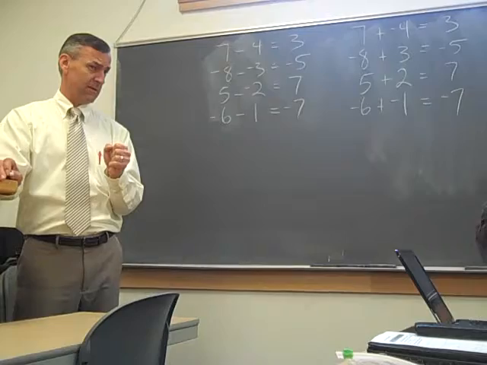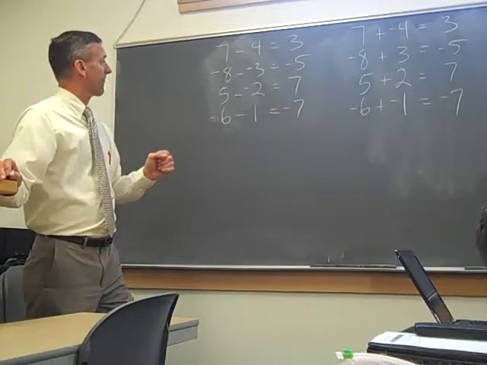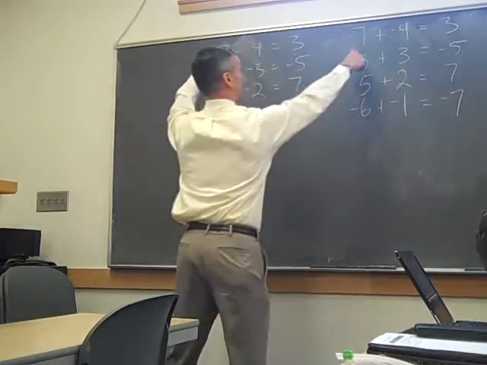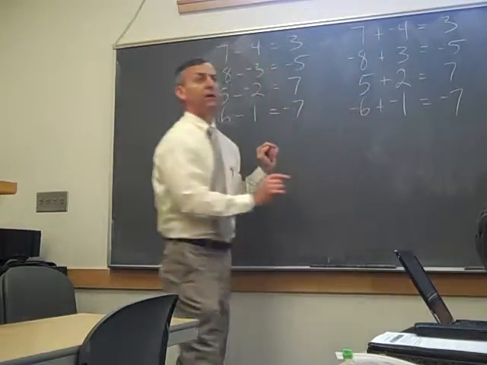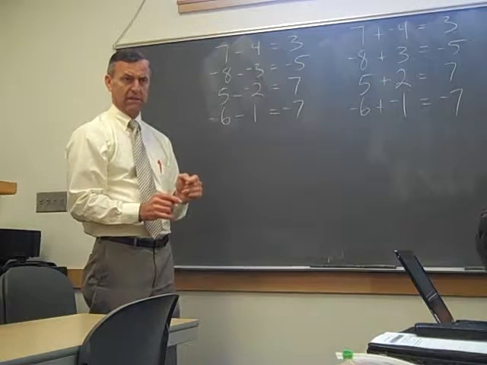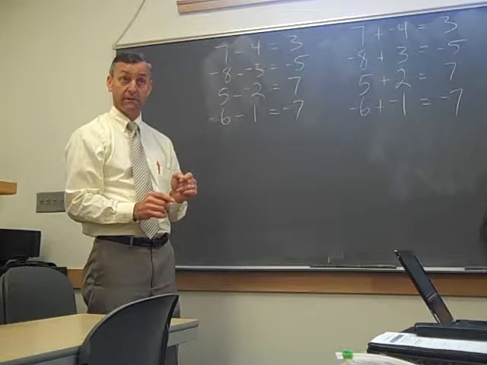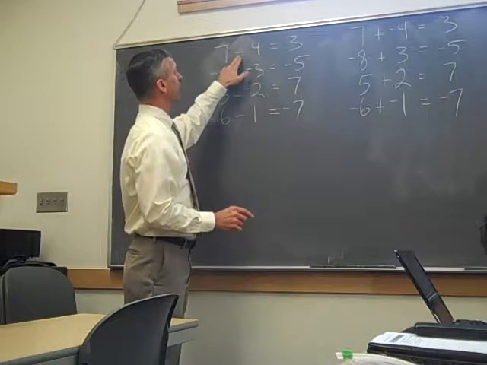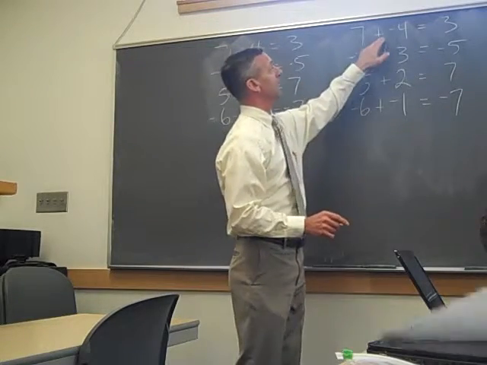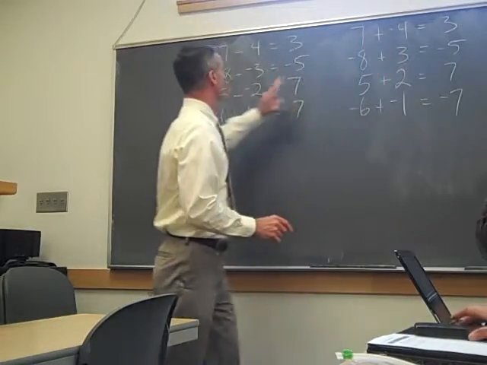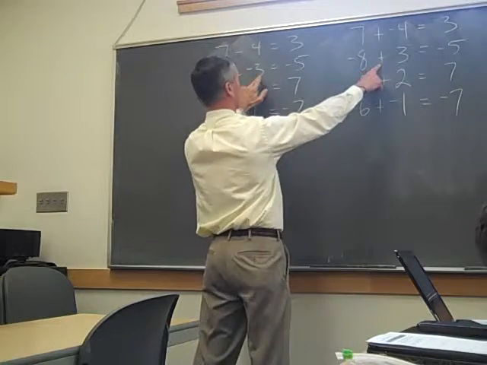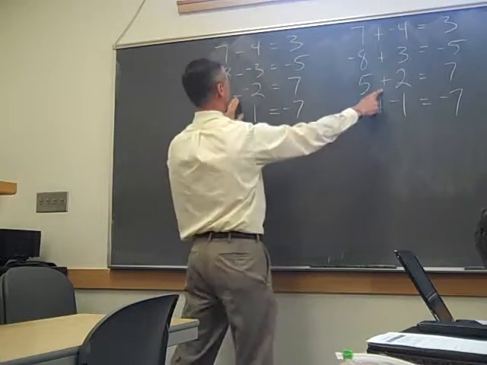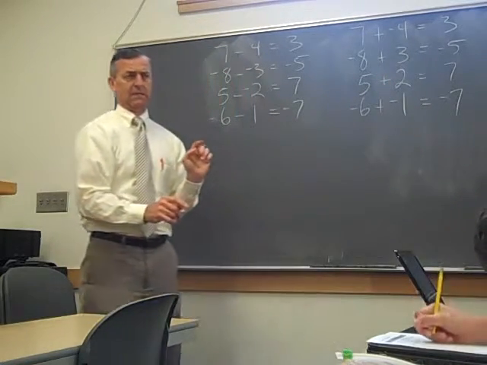Yeah, right. The second number, you switch the sign. So the 4 over here is a positive. The first numbers are identical. The second numbers are switched. Opposites. Everybody see that? In other words, subtracting is just like adding the opposite. Subtraction is just like adding the opposite.